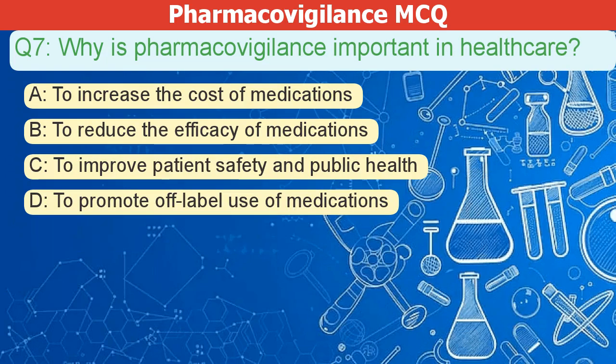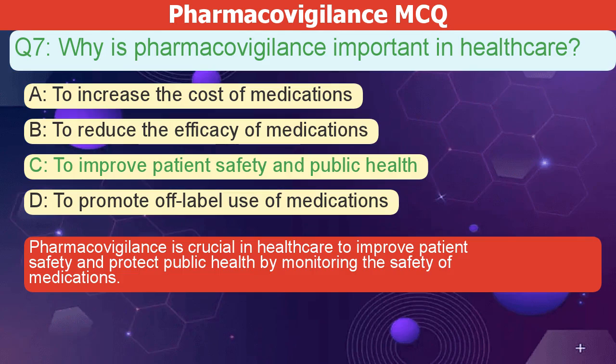Why is pharmacovigilance important in healthcare? A. To increase the cost of medications. B. To reduce the efficacy of medications. C. To improve patient safety and public health. D. To promote off-label use of medications. The correct answer is C. Pharmacovigilance is crucial in healthcare to improve patient safety and protect public health by monitoring the safety of medications.